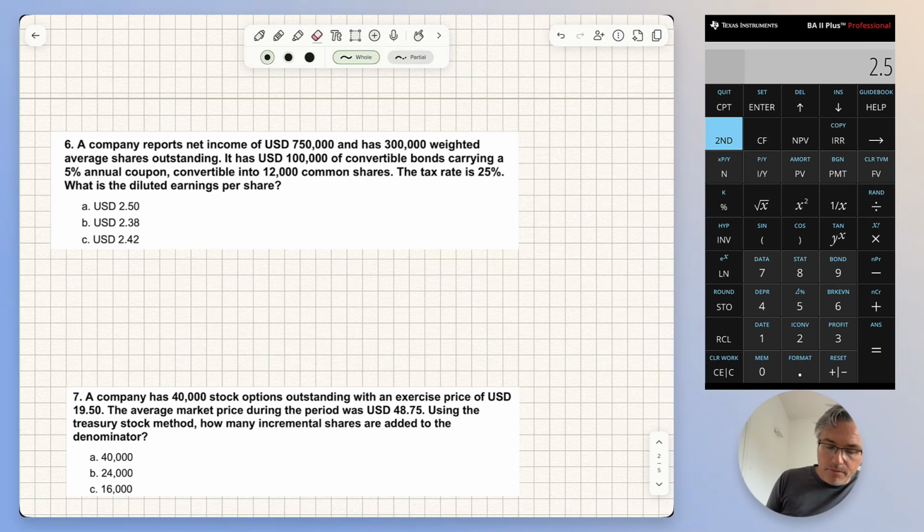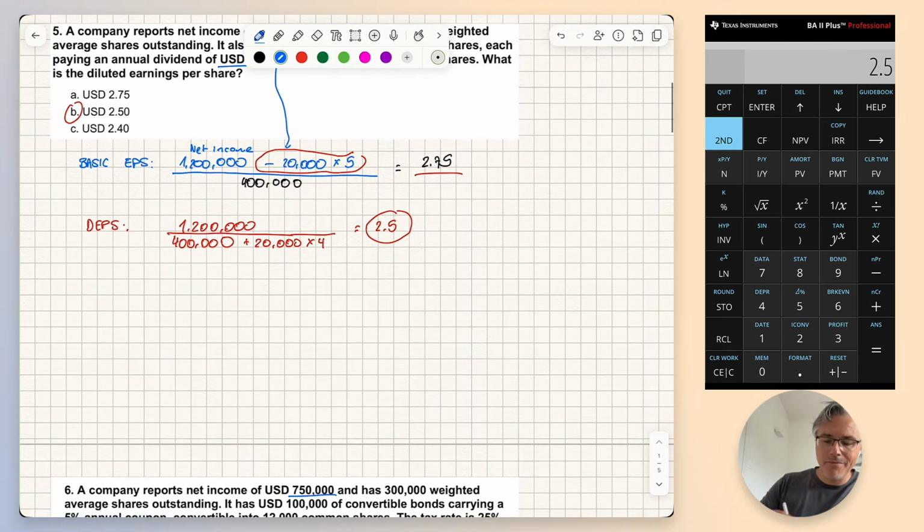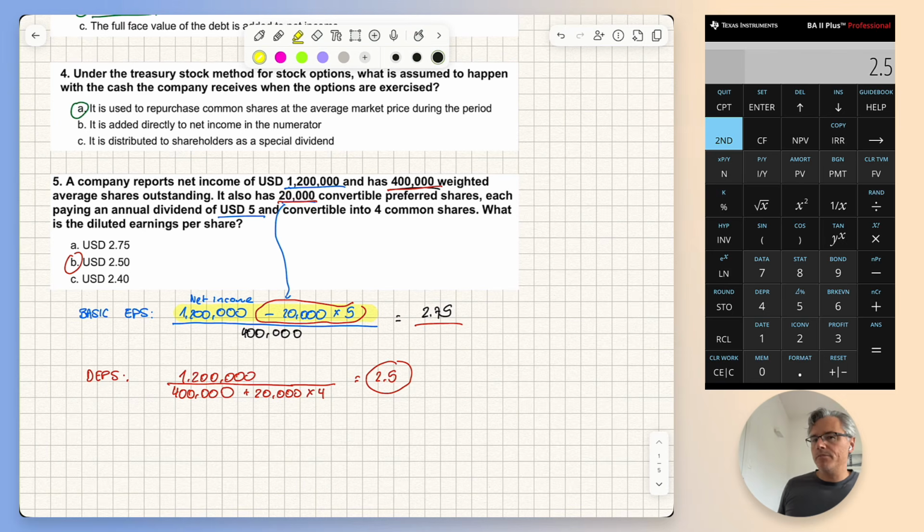Okay, just like before, we start off with the basic EPS computation. So basic EPS, taking that net income of 750,000. Now, for basic EPS, you also always have to think about the net income available to ordinary common shareholders. And in the case of a company that has preferred shares, we need to deduct that preferred dividend. Why? Because the preferred dividend is never deducted from net income in the financial reports. You have to deduct it after net income. Preferred dividends come after net income.